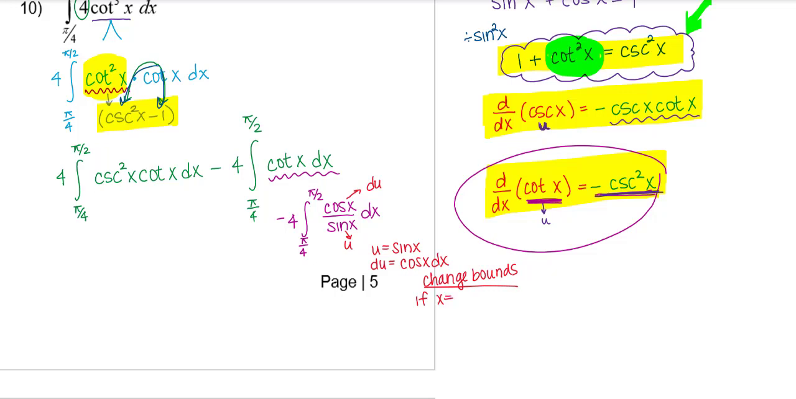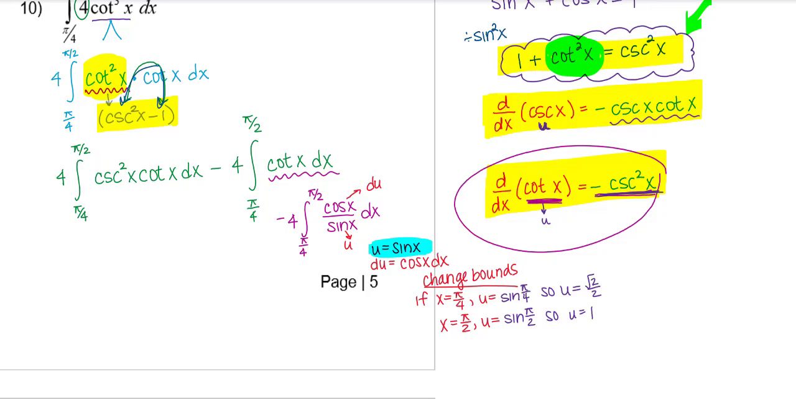So if x is pi over 4, u is, and I'll fill that in a second, and if x is my upper bound, pi over 2, u is something. And you're going back to your u statement. U is sine of x. So if x is pi over 4, u is sine of pi over 4, and sine of pi over 4 would be square root of 2 over 2. And if x is pi over 2, u is, again, sine of pi over 2. Sine of pi over 2 is 1.